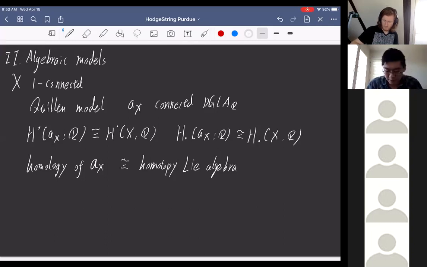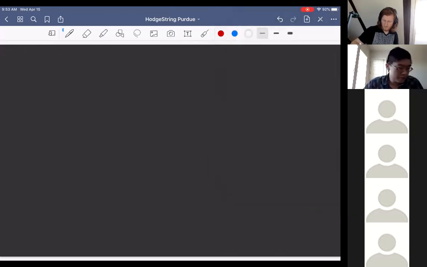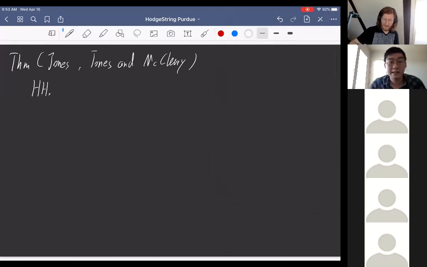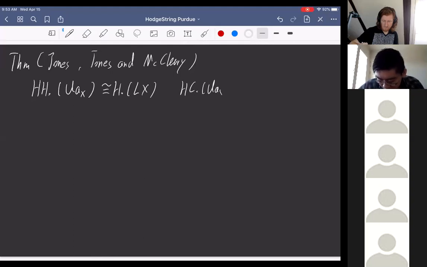And why I want to talk about the Quillen model is because of the following theorem by Jones and McClure. Basically, as I mentioned, this Quillen model is at least a Lie algebra, so you can find its universal enveloping algebra. The Hochschild homology of UAX, the universal enveloping algebra of the Quillen model, is isomorphic to the regular homology of the free loop space, and the cyclic homology of UAX will be the S1 equivariant homology of the free loop space.